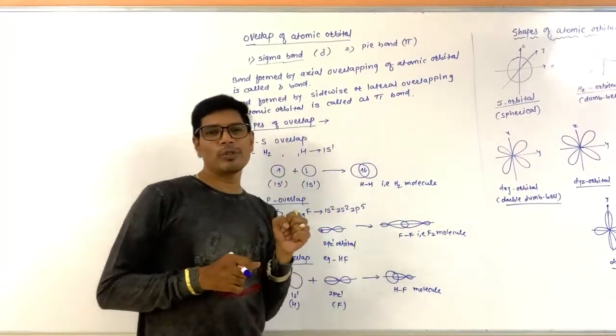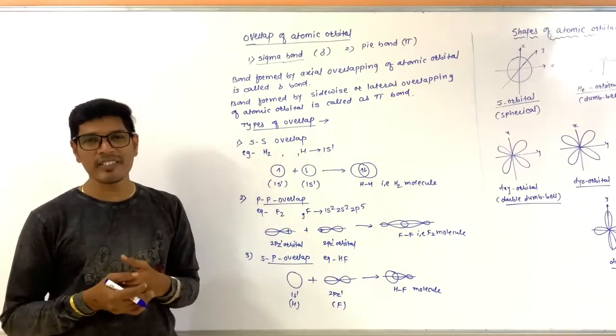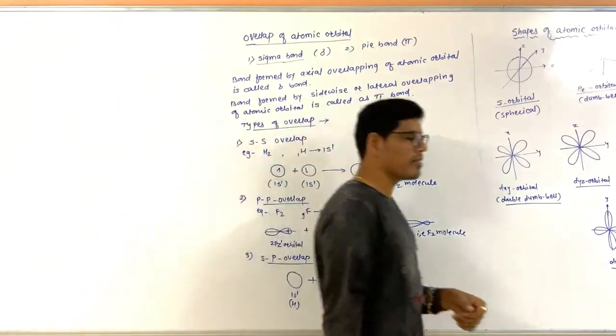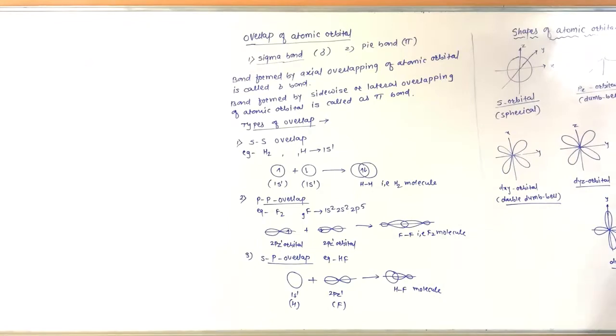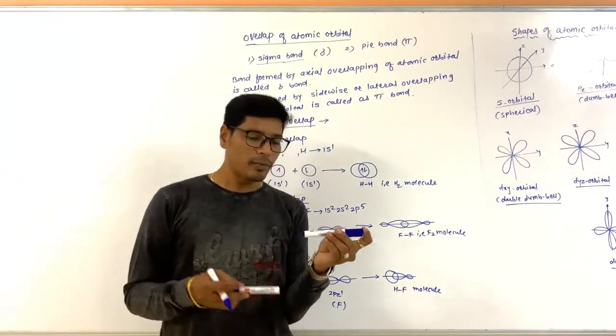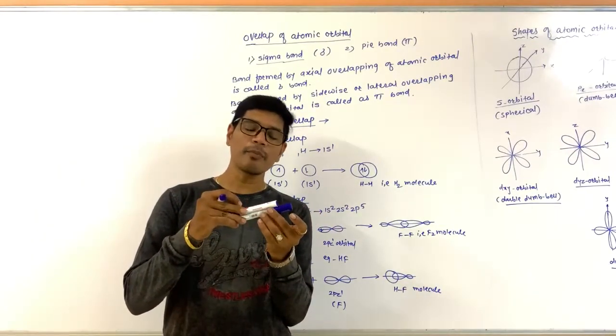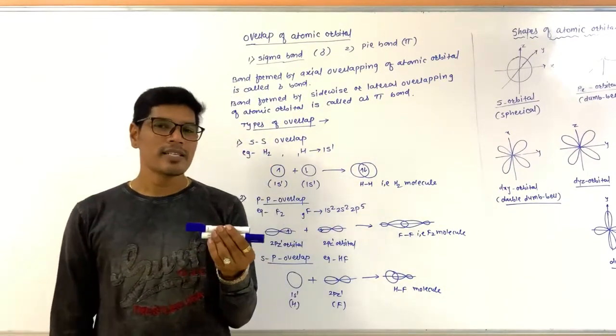What is sigma bond? The bond formed by axial overlapping. Bond formed by axial overlapping. जो axial overlapping से बनता है. See here, bond formed by axial overlapping. Suppose this is one orbital, this is another orbital. They overlap along the axis. Then this type of overlapping is called as the sigma bond.